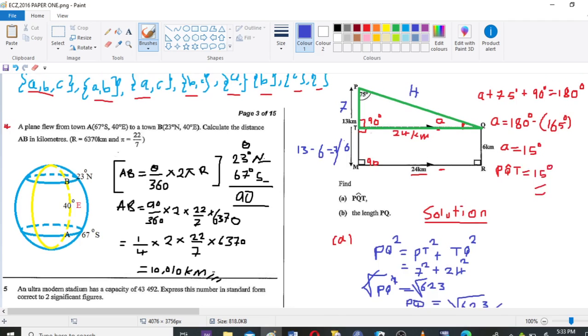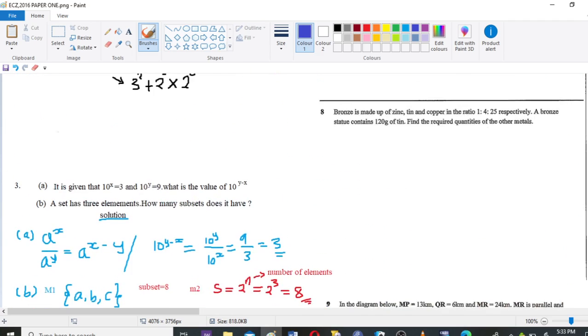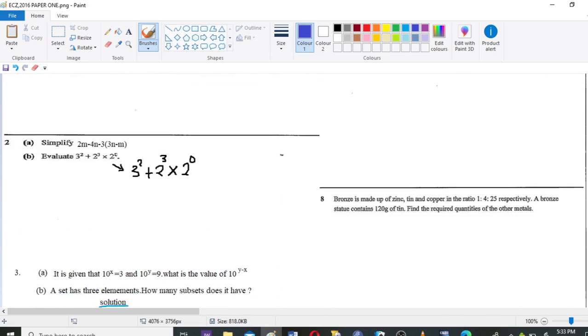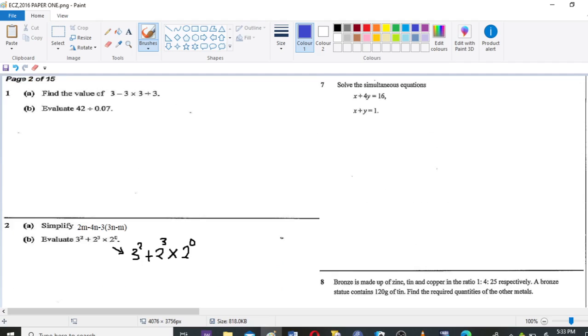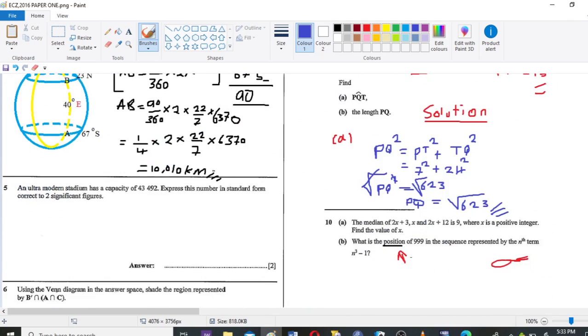I think this is where we end. These are the only questions which you posted that you needed help with. If there are any more questions, make sure you post.